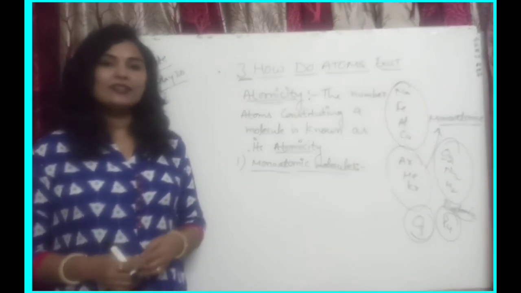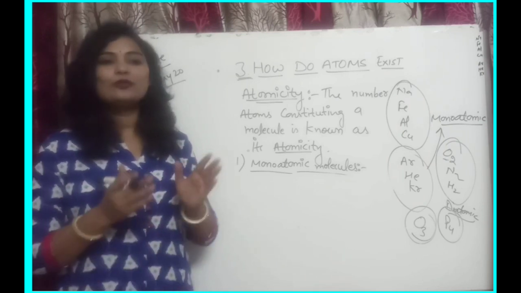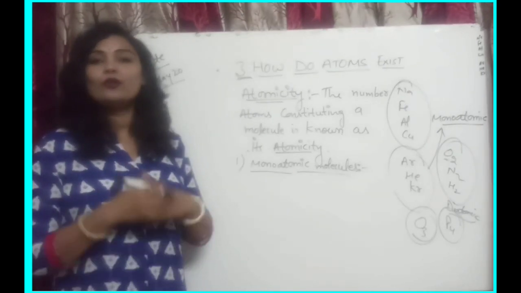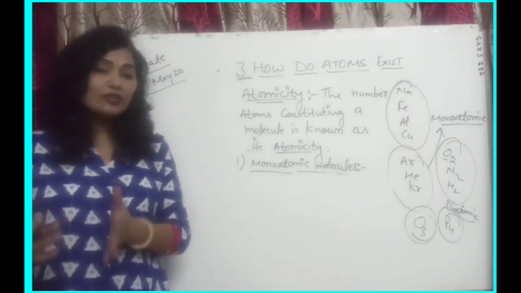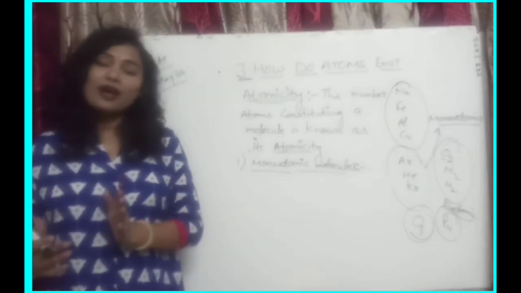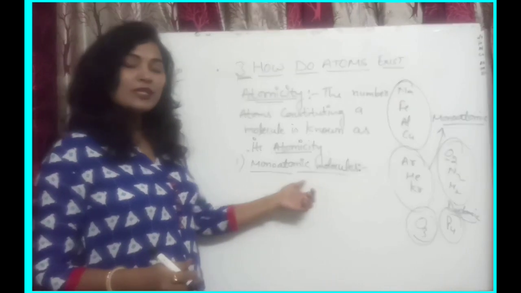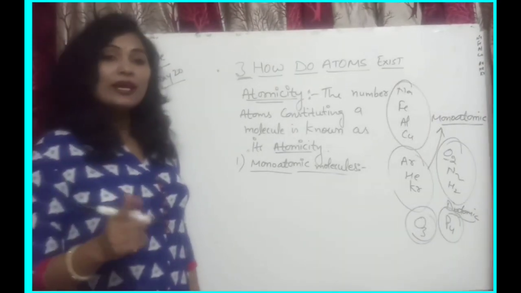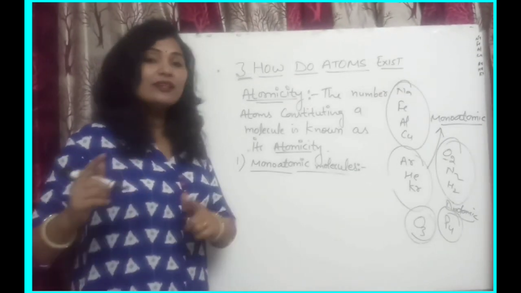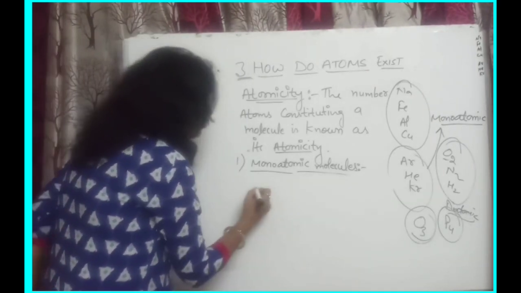So let us discuss the different types of molecules: monoatomic molecule, diatomic molecule, triatomic molecule, tetraatomic molecule, octaatomic molecule, or you can say polyatomic molecules. Actually, more than 4 atoms are known as polyatomic molecules. First let us take the monoatomic molecules. If the atomicity of the molecule is 1, then they are said to be monoatomic molecules. Mostly noble gases exist as single atoms, so these are monoatomic molecules. Let us write monoatomic molecules.